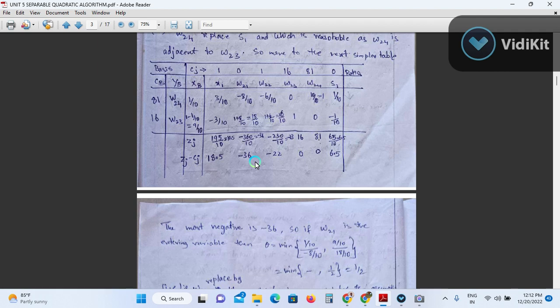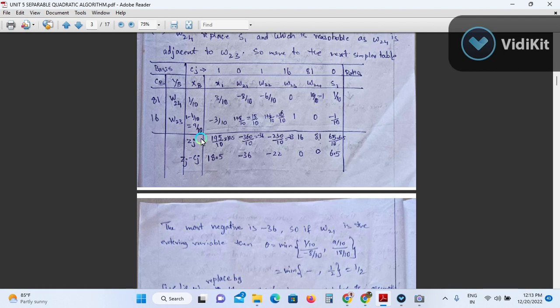So I'll stop here. The thing is what? I have to proceed with these two values. That is W24 is 1 by 10 and W23 is 9 by 10. And what about the remaining things? Naturally, W21 and W22 are all 0, and further X1 is also 0, right?